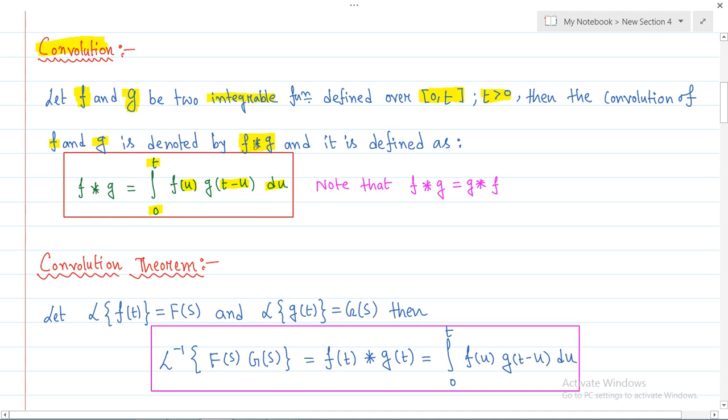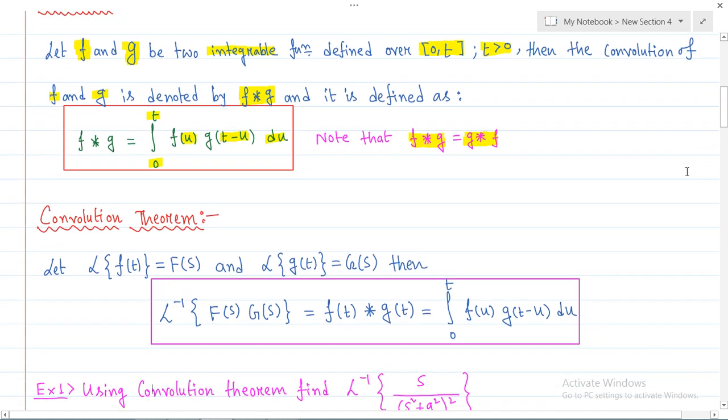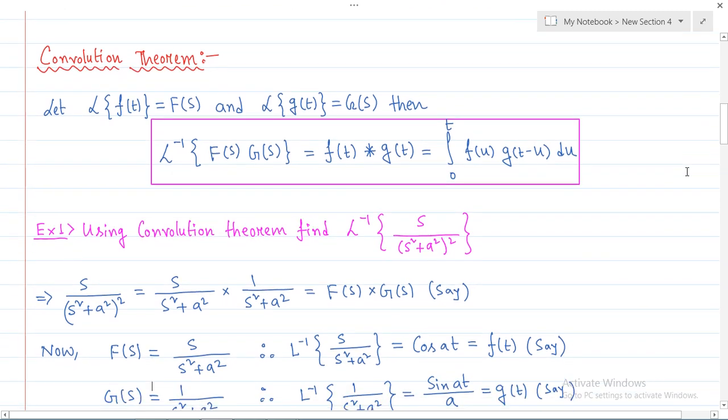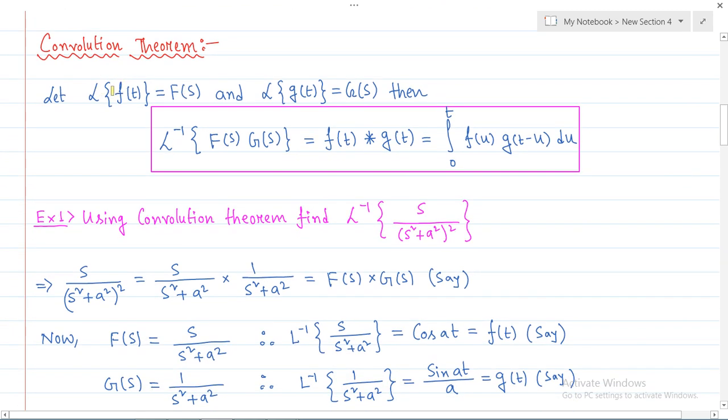Always remember one thing, the convolution between f and g and the convolution between g and f are both the same. So whichever function you treat as the first function or the second function, that does not change the value of the convolution. Now how is this convolution related to the Laplace transformation? Let us try to understand the convolution theorem. Suppose the Laplace transformation of a function f of t is capital F of s, and the Laplace transformation of g of t is capital G of s.